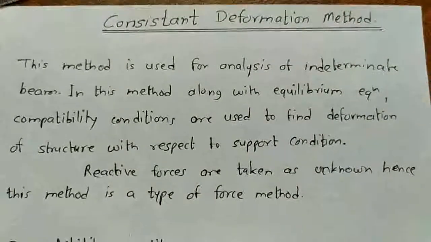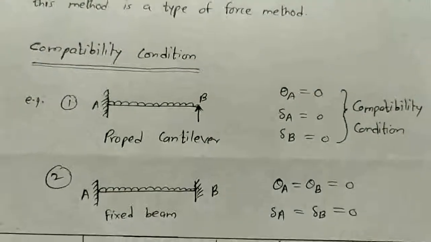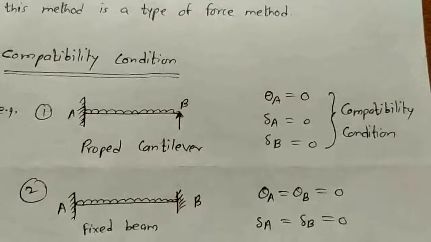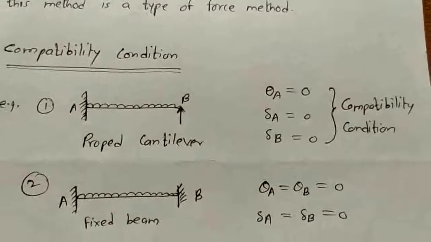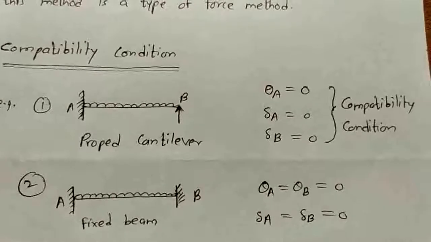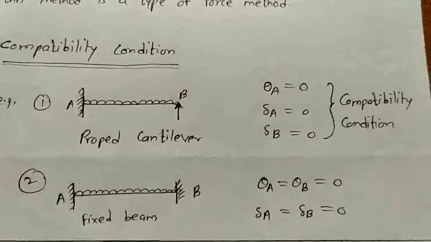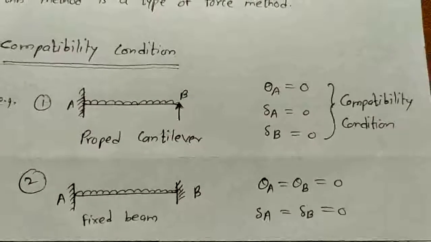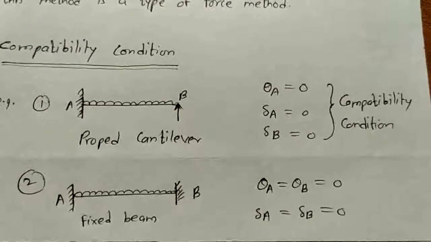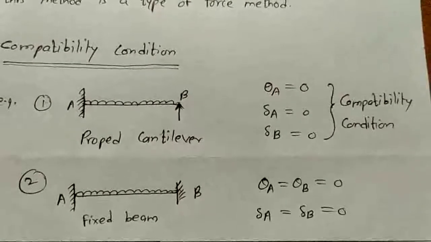Now come to the compatibility conditions. As per the syllabus, there are only two types of structures, that is propped cantilever and fixed beam. So now I will consider compatibility conditions. To consider compatibility conditions means we just have to consider the properties of a support. Of course here A is a fixed support, that's why rotation must be equal to 0, that is theta A must be equal to 0.